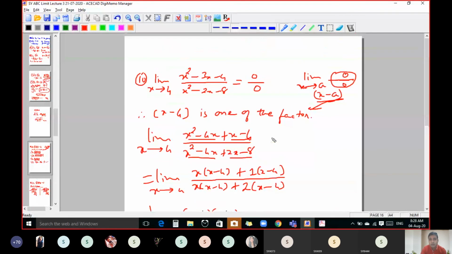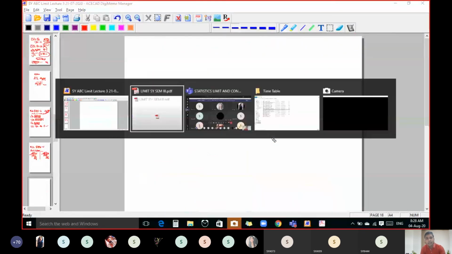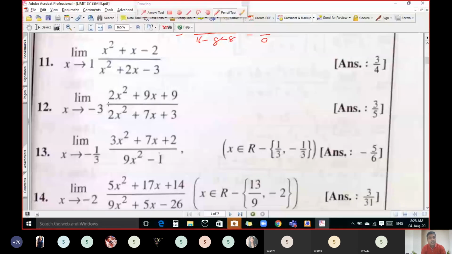So let us take one more example to get a better idea. Let us take this one. Question number 12. Limit x tends to minus 3. First of all, put x equal to minus 3 here. Putting x equal to minus 3, minus 3 square is 9. 9 twos are 18. So here we have 18.